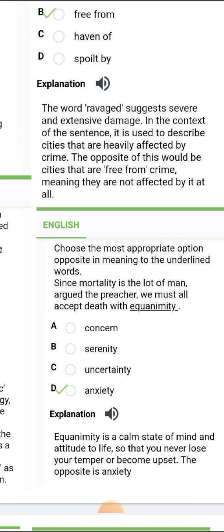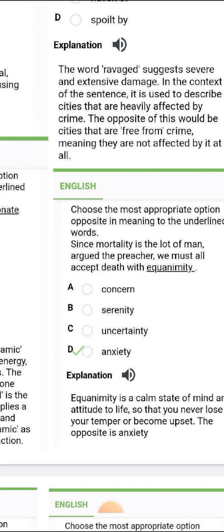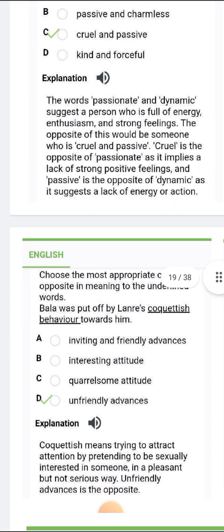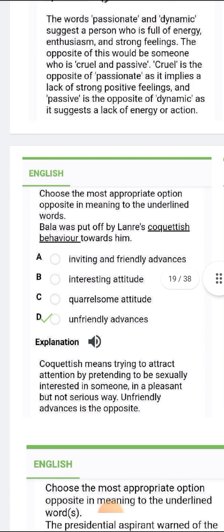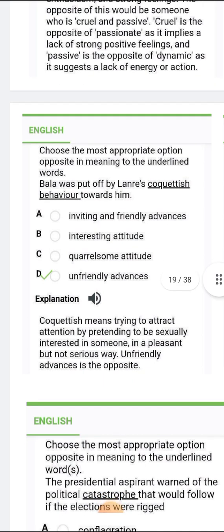Equanimity, which is anxiety. Equanimity is a calm state of mind and attitude to life so that you never lose your temper or become upset. The opposite is anxiety. Coquettish behavior, which is unfriendly advances. Coquettish means trying to attract attention by pretending to be sexually interested in someone in a pleasant but not serious way. Unfriendly advances is the opposite.